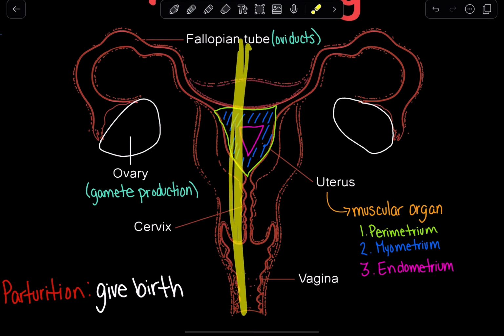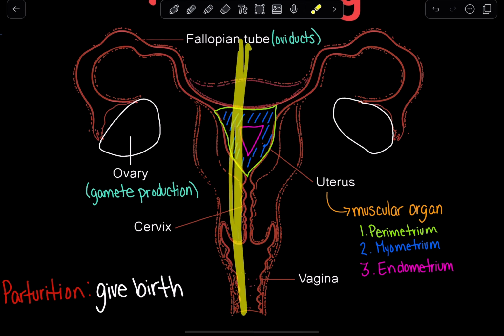Now, when we talk about gamete production, remember that in male anatomy we have sperm production, but in female anatomy we have egg production. Now, in a male, the sperm was produced within the testes, within those seminiferous tubules, but in a female, the eggs are going to be produced in the ovary. And then once the eggs are produced, they will be traveling through the fallopian tube.